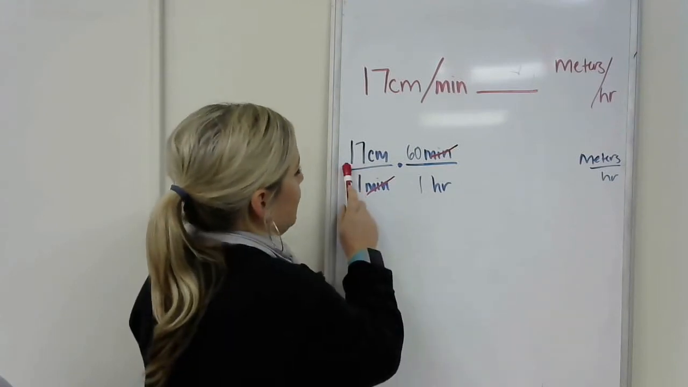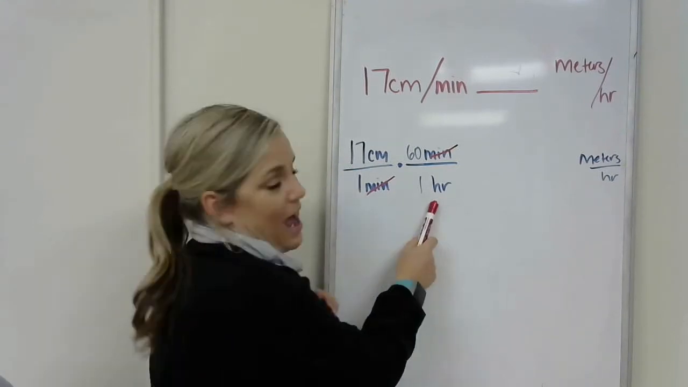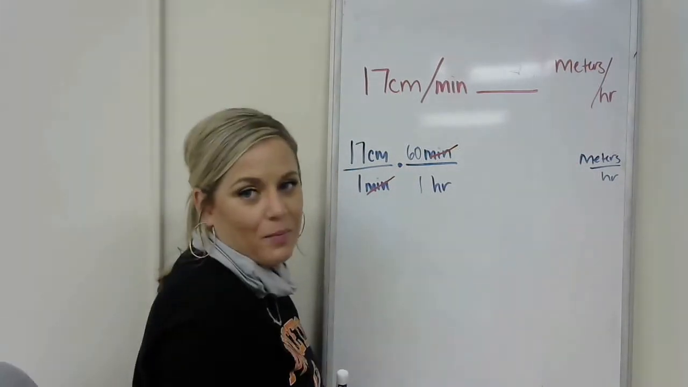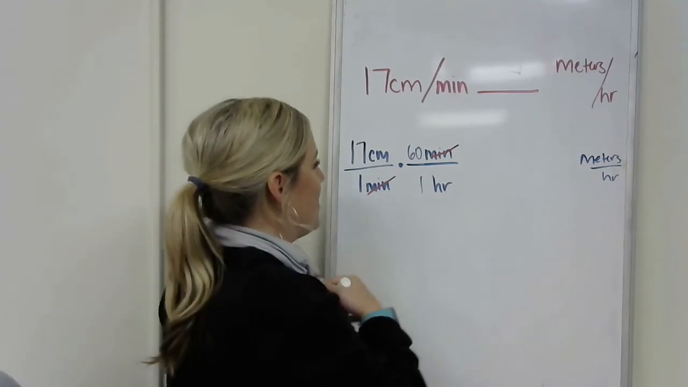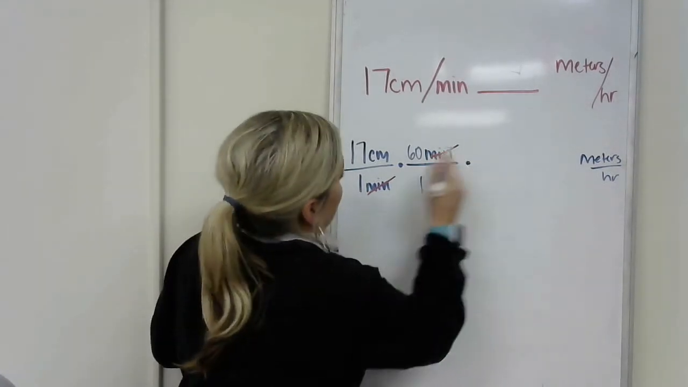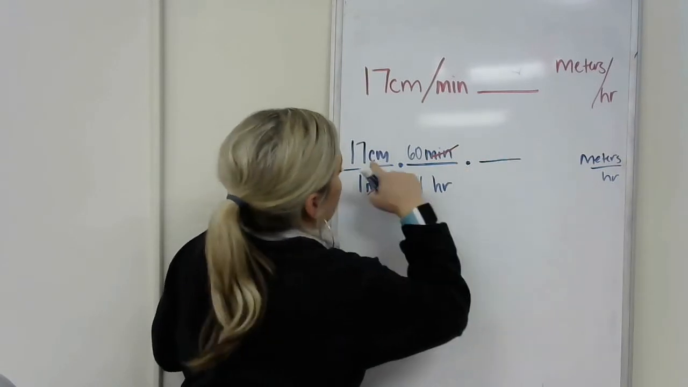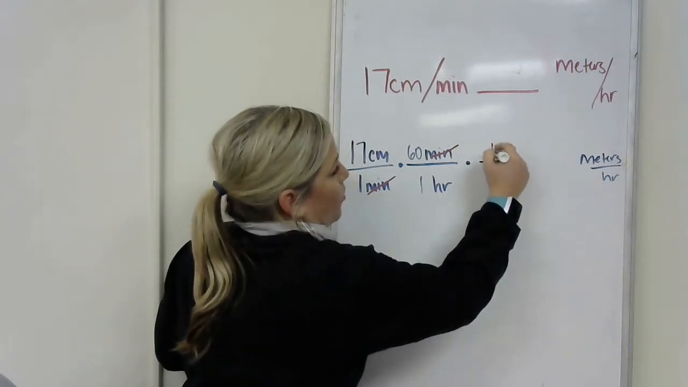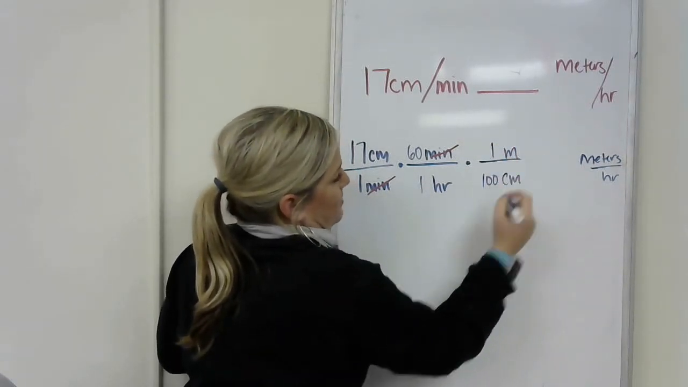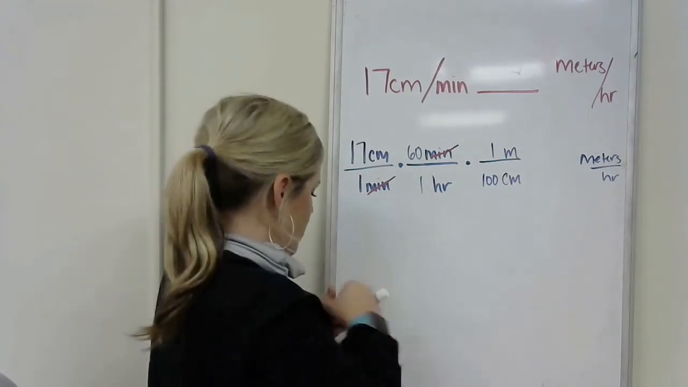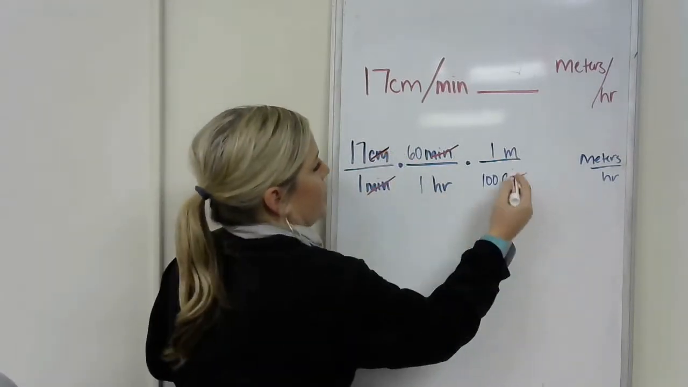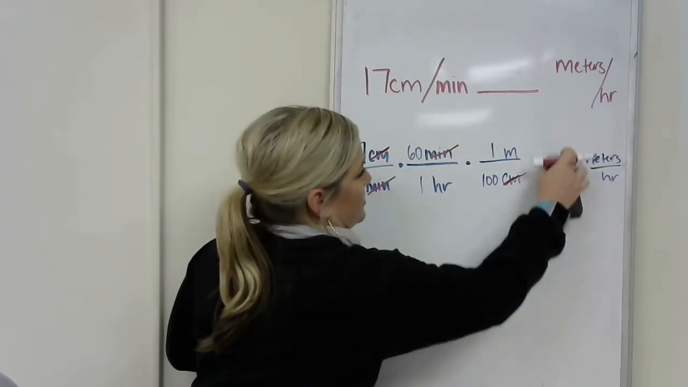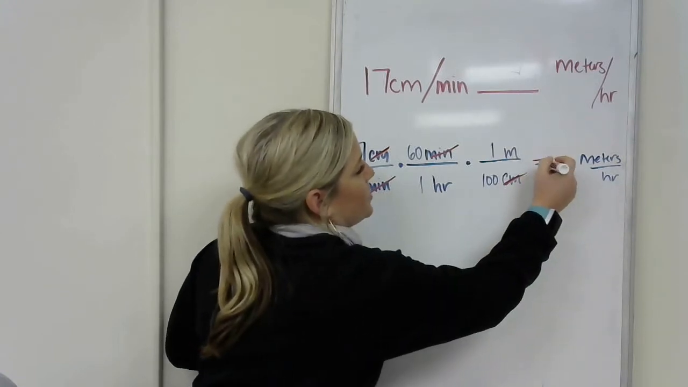Now I've got 17 centimeters on top and hours on bottom. I need meters on top. I still have centimeters, so I need to get rid of centimeters. I'm going to put them on bottom, and I'll put meters on top. I know for 1 meter there are 100 centimeters, right? So now I can get rid of centimeters, and I'm left with meters and hours. So I'm just going to do the math.